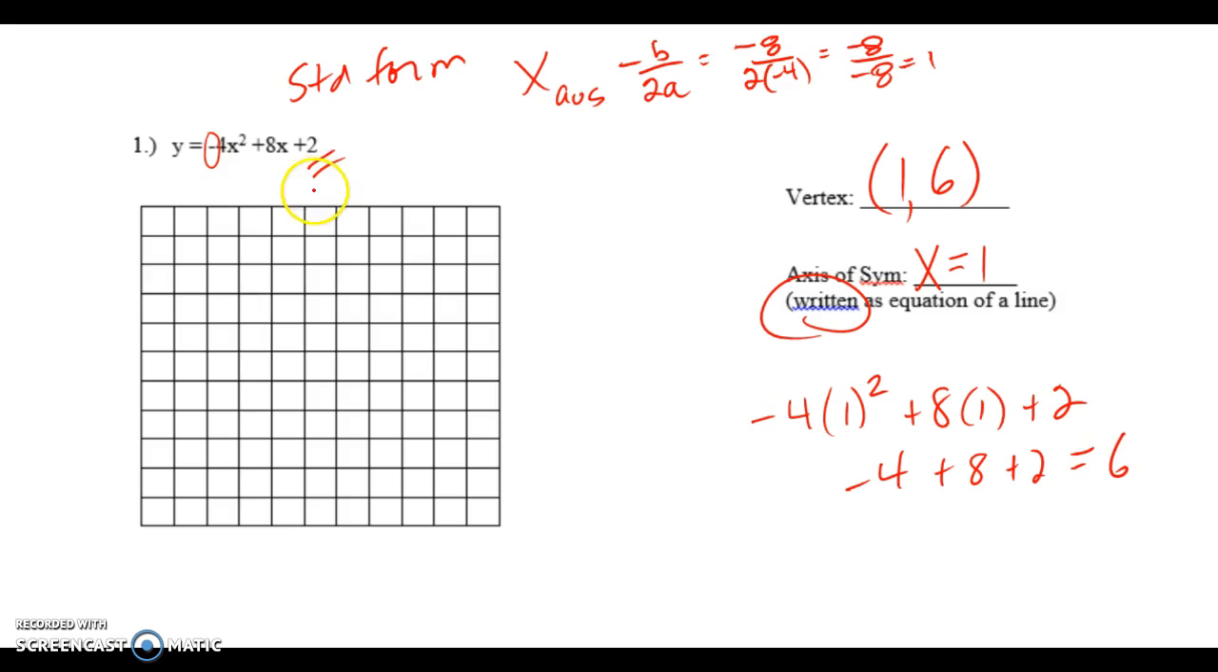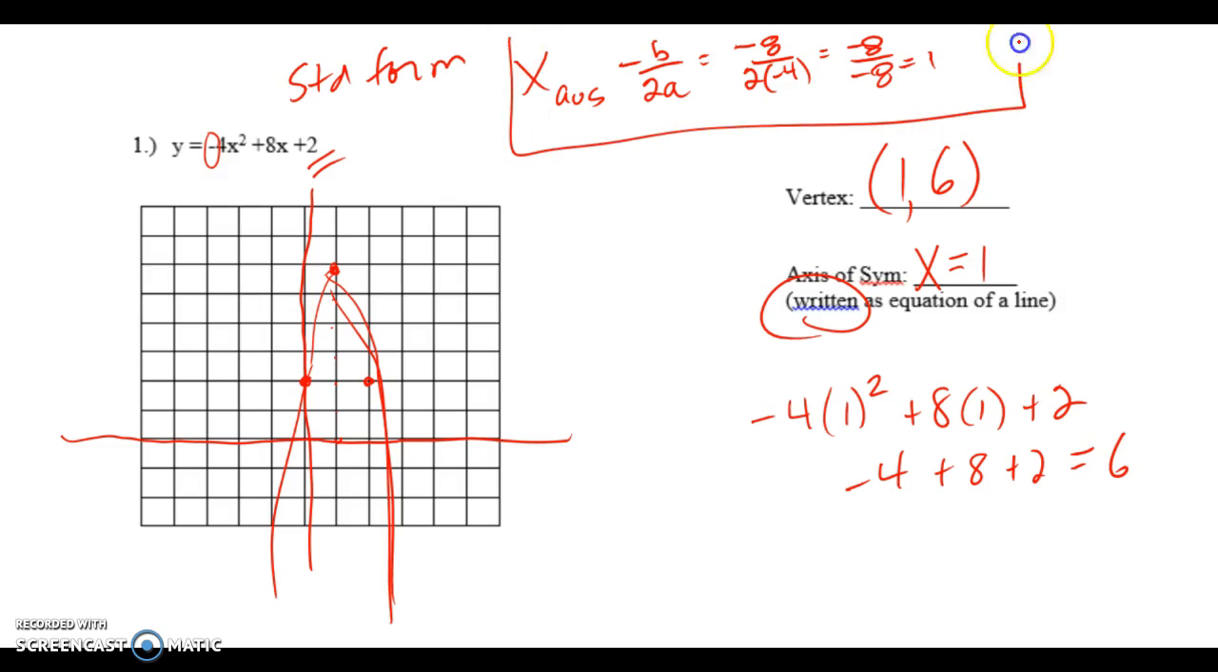So let's graph this thing. And our vertex is (1, 6). So here's 1, 2, 3, 4, 5, 6. My y-intercept is 2, and I can reflect this because I know it's symmetric. And here is my quadratic. All right, pretty straightforward, this problem.